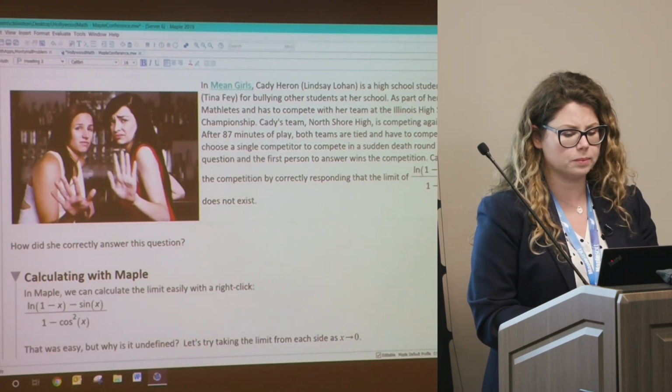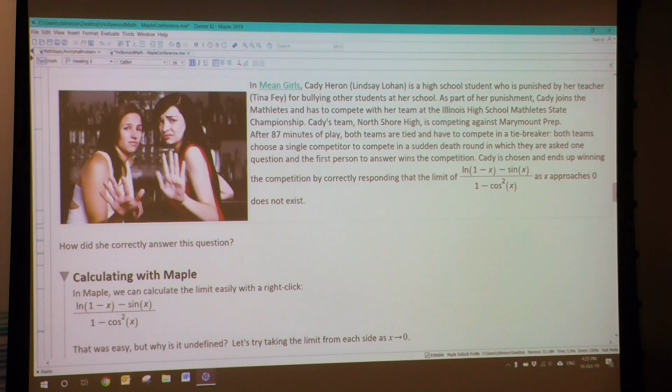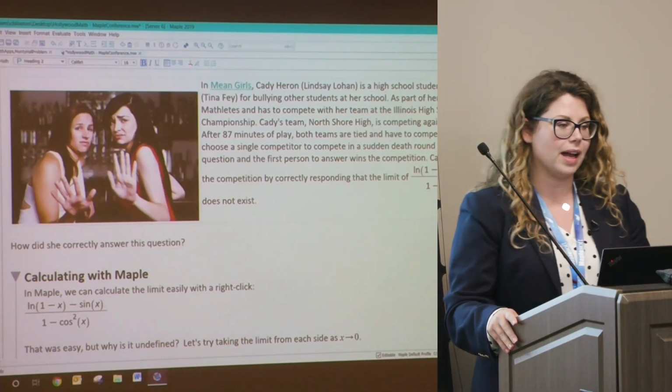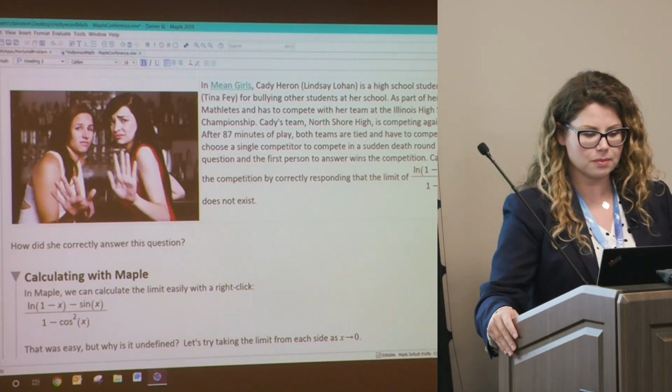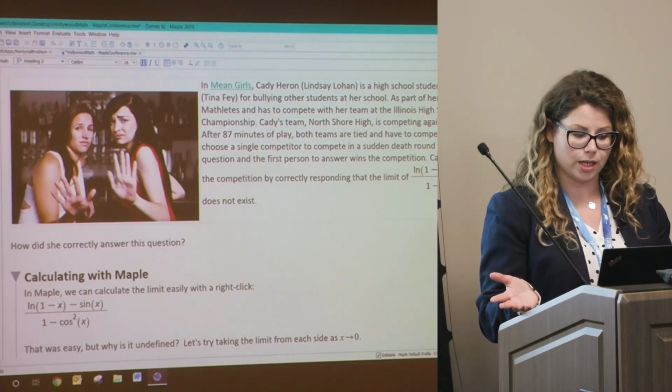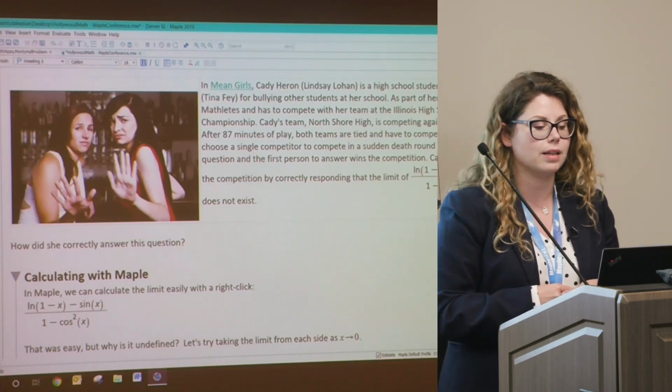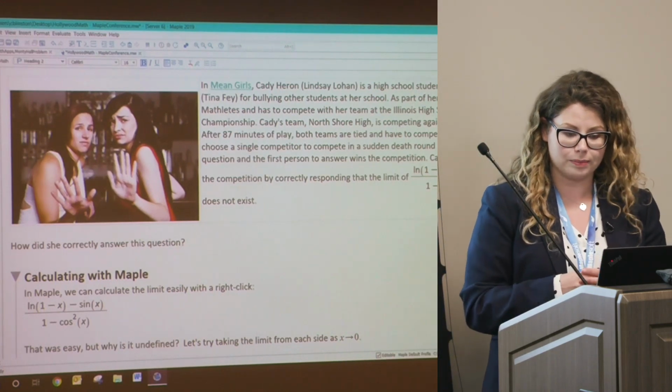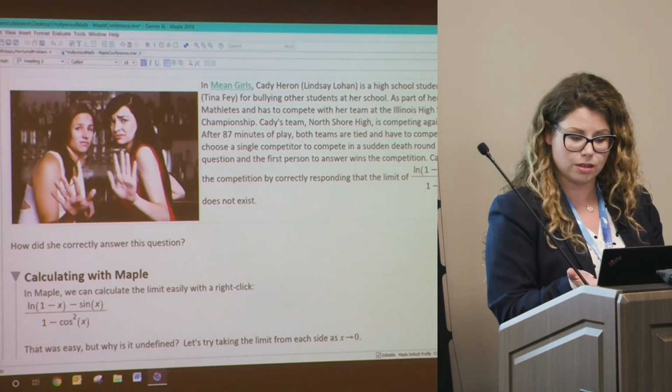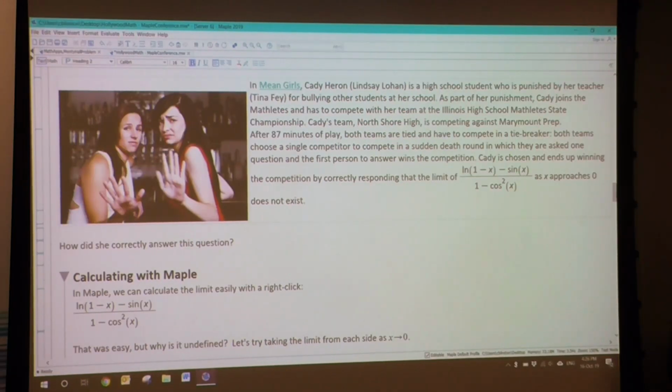So my next movie, depending on a different crowd, is Mean Girls, where there's kind of this famous scene. There's a math club with mathletes, and a math competition that gets to the end. There's this tiebreaker where both teams choose a single competitor to compete in sudden death. And there's this equation responding that the limit of the equation as x approaches 0 does not exist.